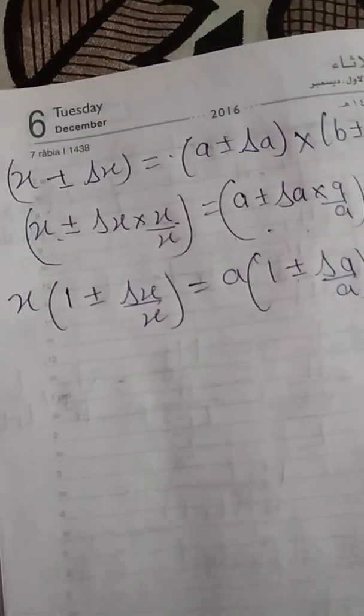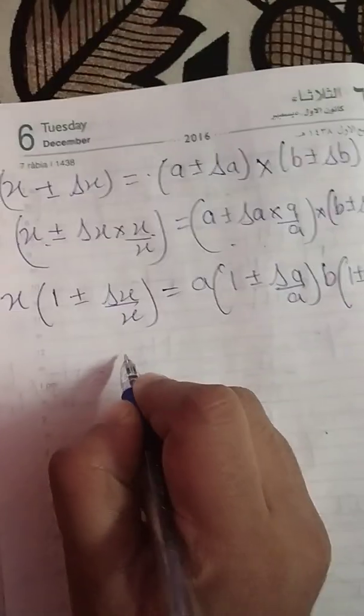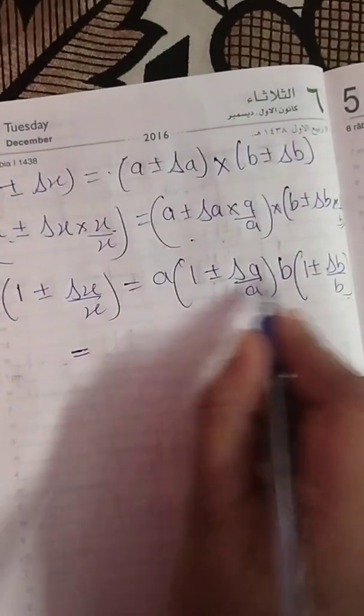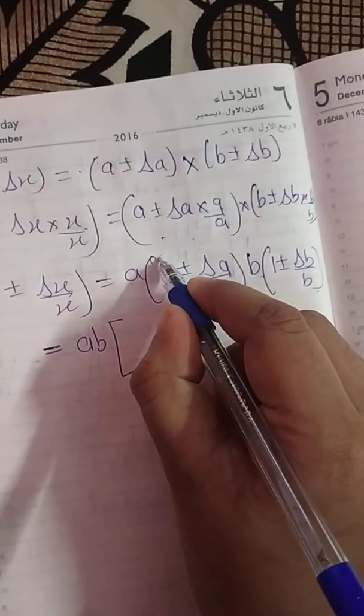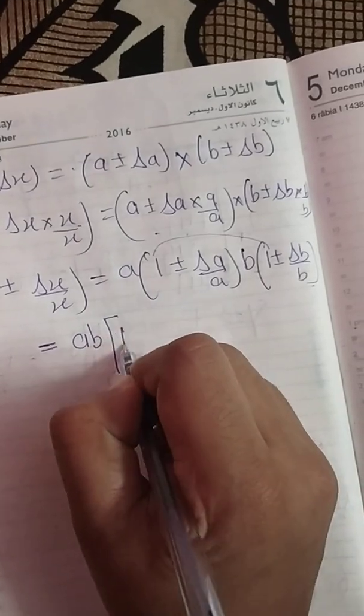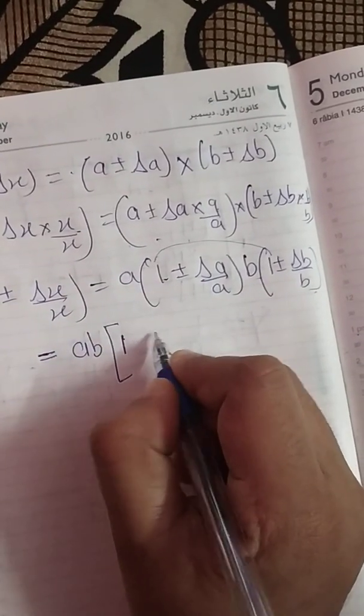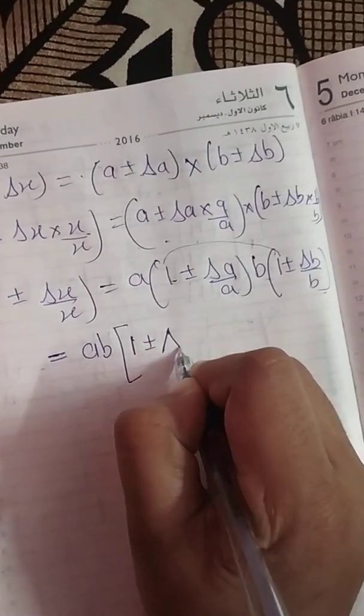Now, can I write it as A into B? Since it is a product, it doesn't make a big difference. But now look, 1 into 1, if you multiply you will get 1. 1 into delta B, so you will get plus minus delta B of B.